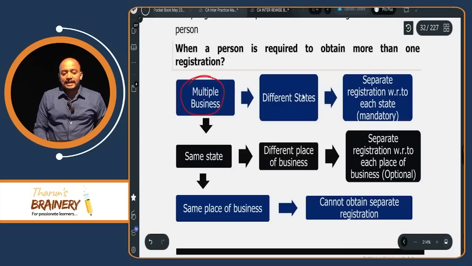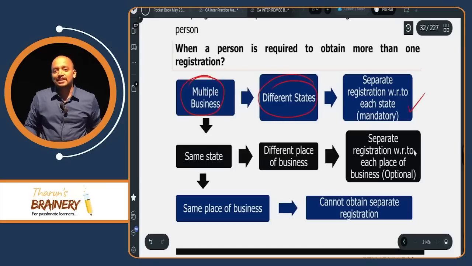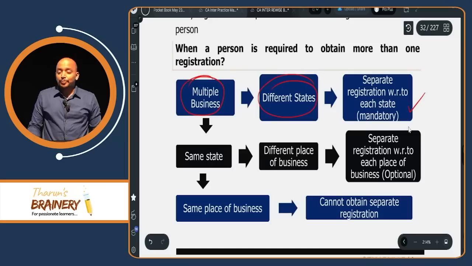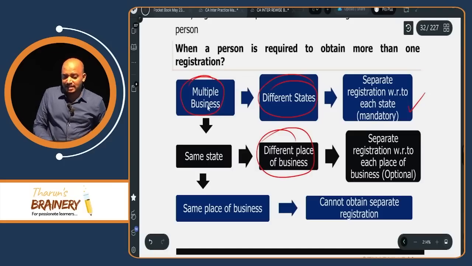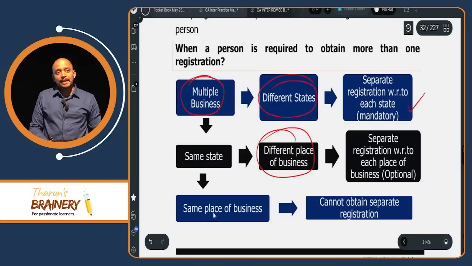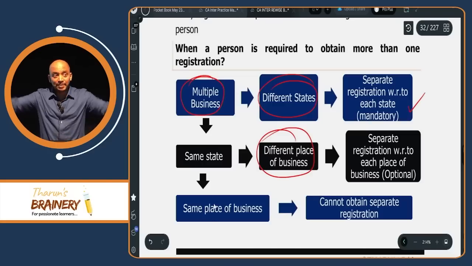Understood? So when a person is required to obtain more than one registration, see this, suppose if we are doing multiple business in different states, then separate registration with respect to each state is mandatory, correct? Suppose if I am doing multiple business within the same state but in different places of business, separate registration with respect to each place of business, mandatory or optional? Optional.